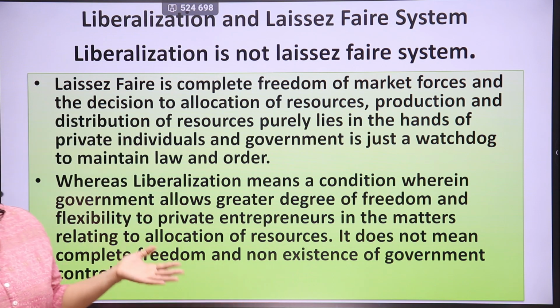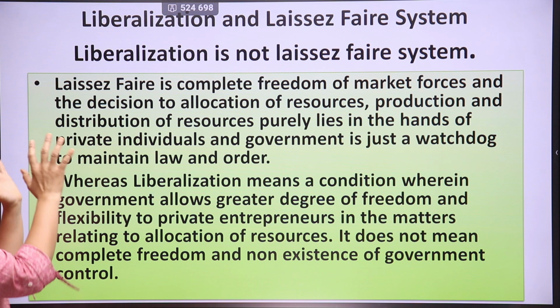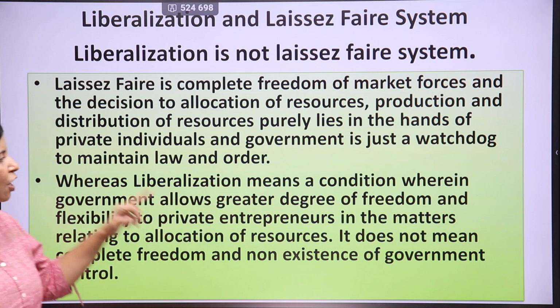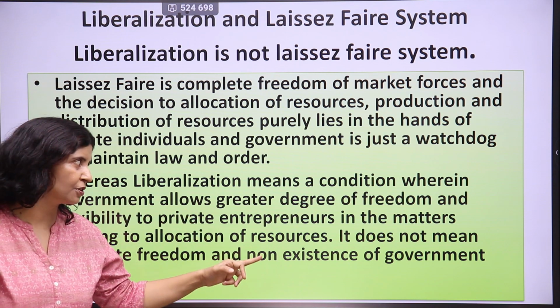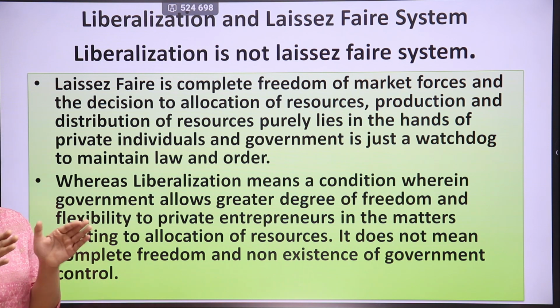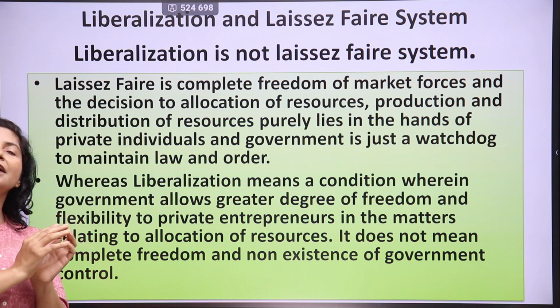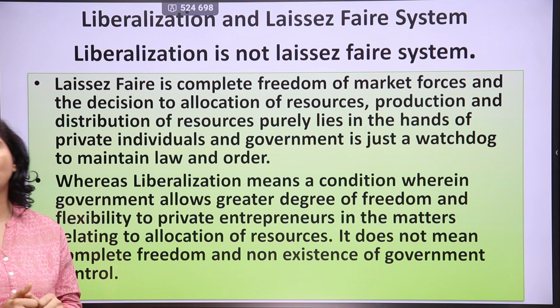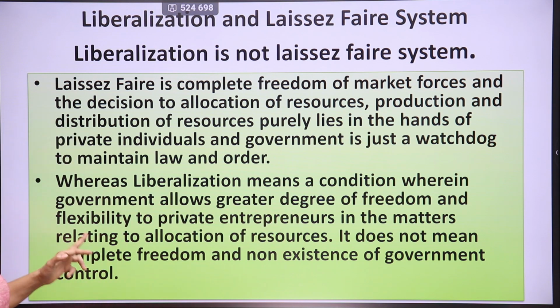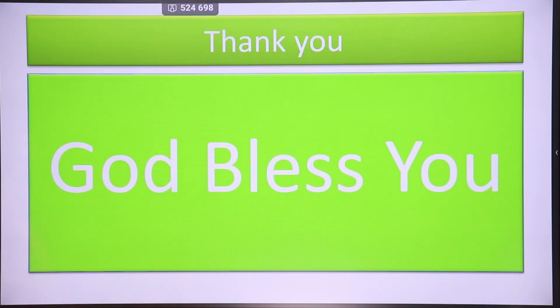But purely laissez-faire economies do not exist nowadays. It is a condition which is idealistic and does not happen in real life. Whereas liberalization means a condition wherein government allows a greater degree of freedom and flexibility to private entrepreneurs. Just like in India, we are providing a greater degree of freedom. Market forces are free, but yet they are regulated. There is still some control over market forces. You can't go on increasing the price of some commodity. You can't hoard some commodity in India. There are certain regulations imposed on your private sector and private entrepreneurs. In matters relating to allocation of resources, it does not mean complete freedom and non-existence of government control. So here government control exists, but in laissez-faire there is no government control and all the market forces are free to operate.